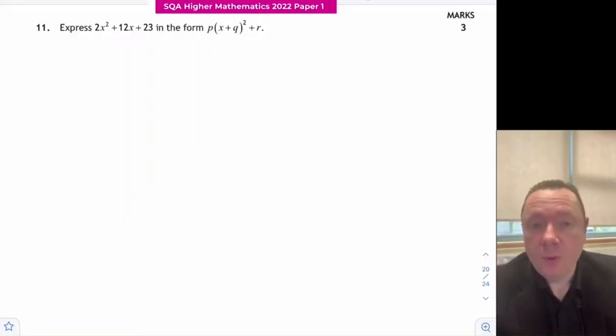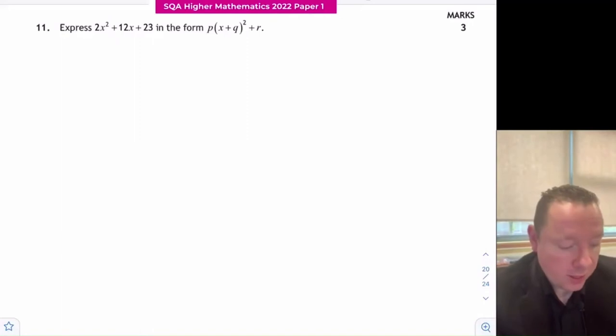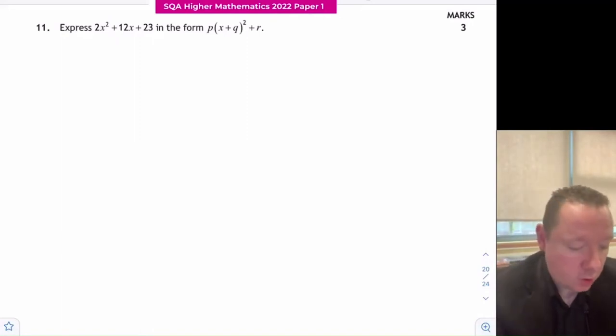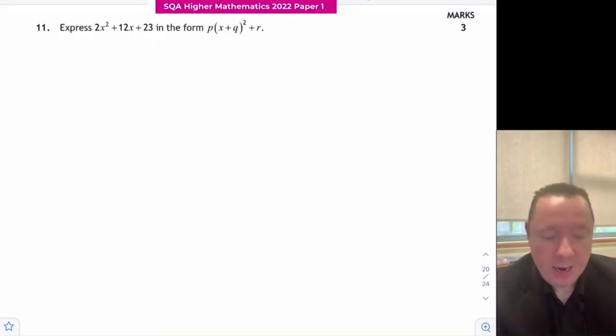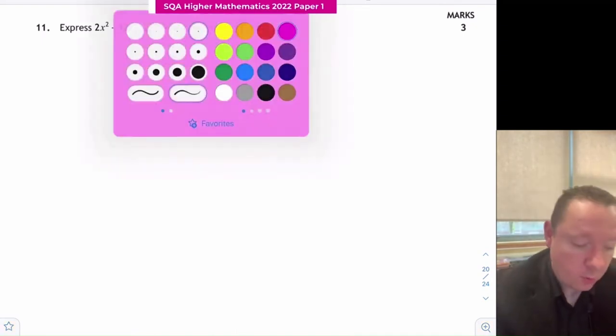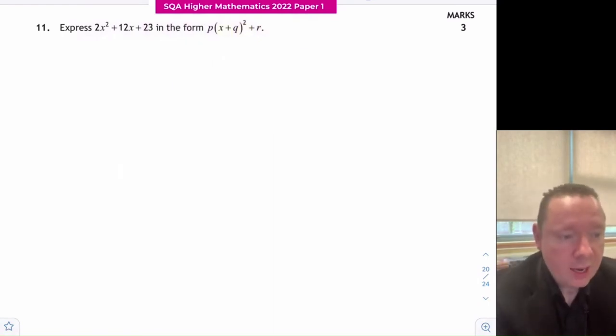2022 Higher Maths Paper 1 question 11 was: express 2x squared plus 12x plus 23 in the form p(x plus q) squared plus r. So in other words, the Higher Maths complete the square question. So there's a couple of ways to do this. Let's go for the most common way.